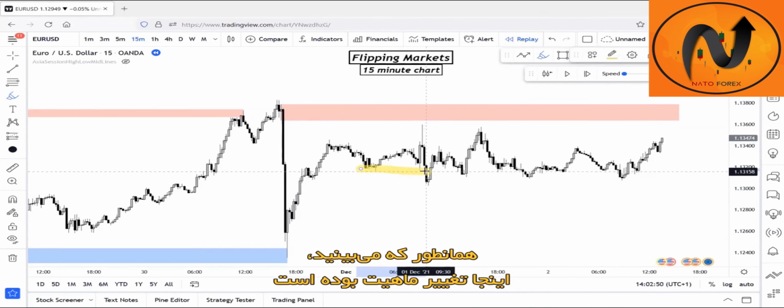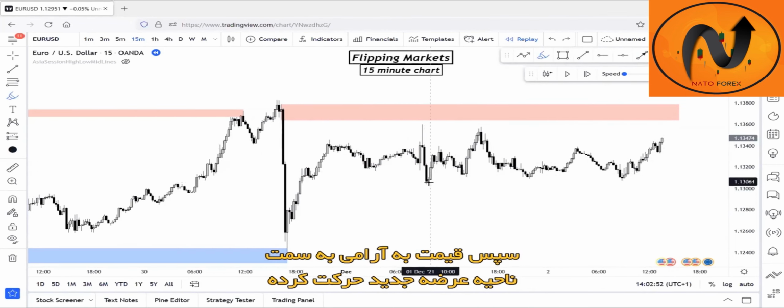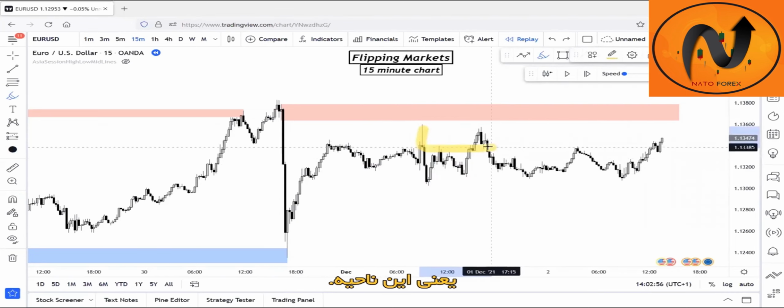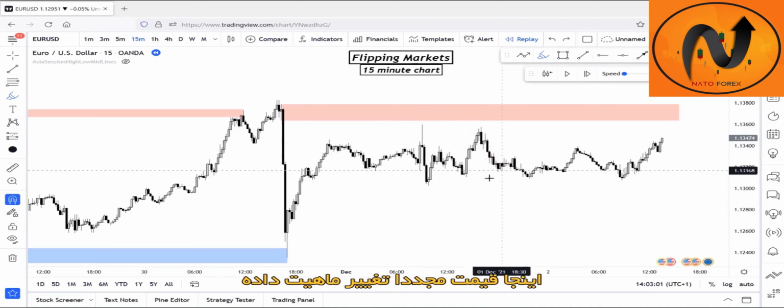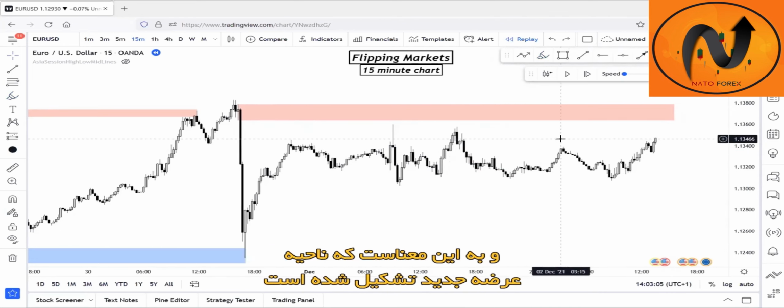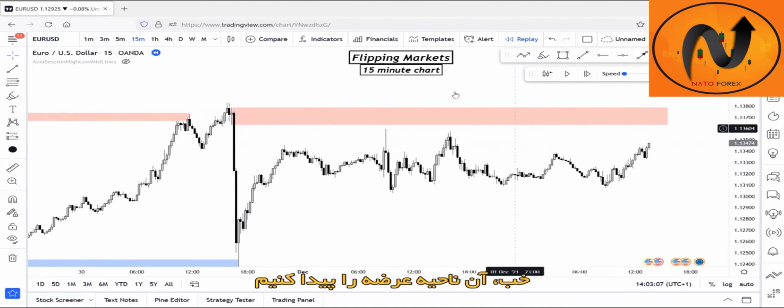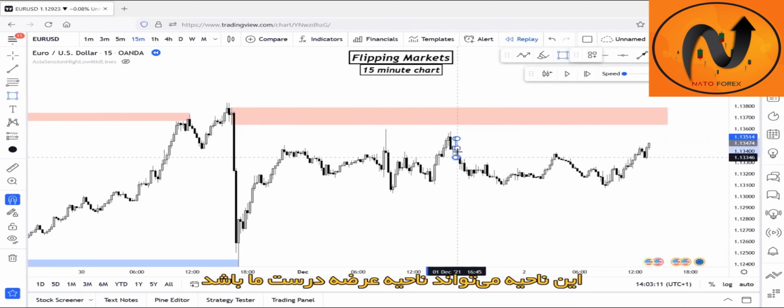As you can see, here was the change of character. And after this, price was slowly levitating back to a fresh and newly created supply zone, this one. And after the reaction on this supply zone, price changed character again on the downside, as you can see here. So this means we have a new supply zone. Let's just find the supply zone and mark it. So this could be our right supply zone.